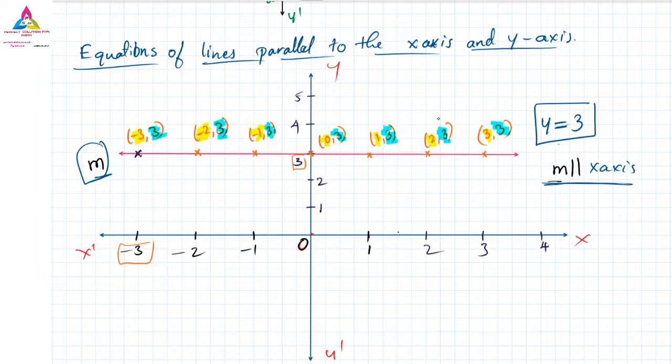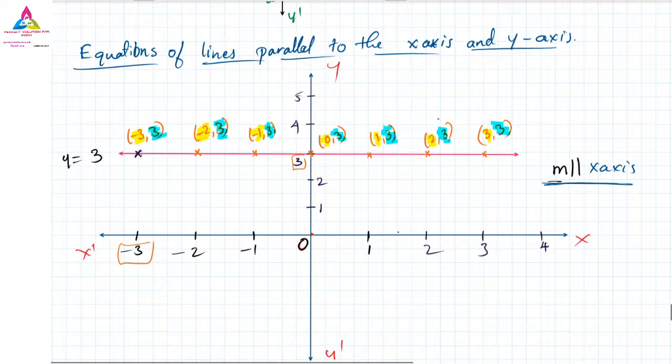the x is absent. For example, this line, what we have taken as line m, its equation is nothing but y equals 3. This is the equation of this line. How can you say, sir? Where is that x value? The x value is missing, you may ask. Here the x value is taken as 0.